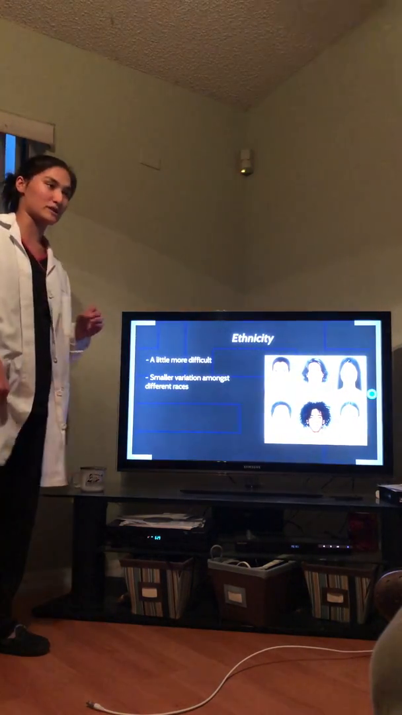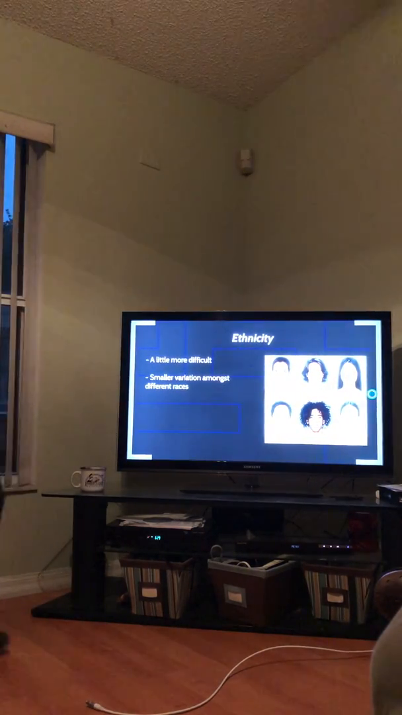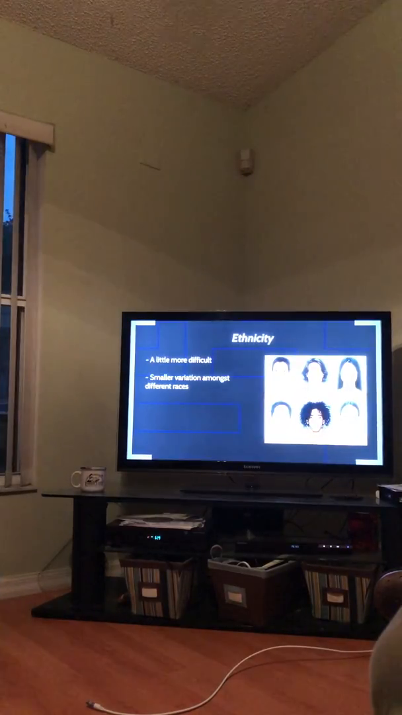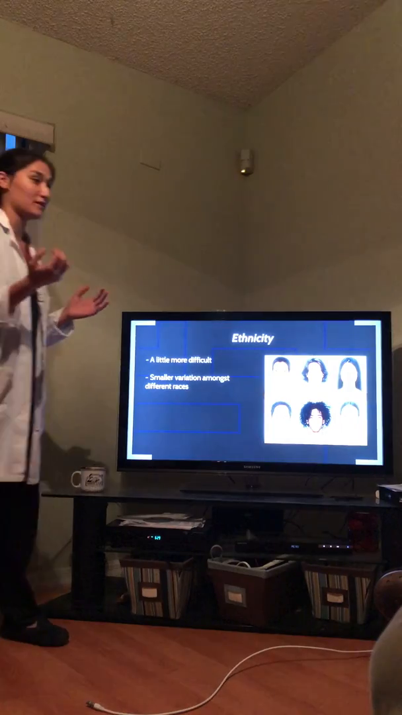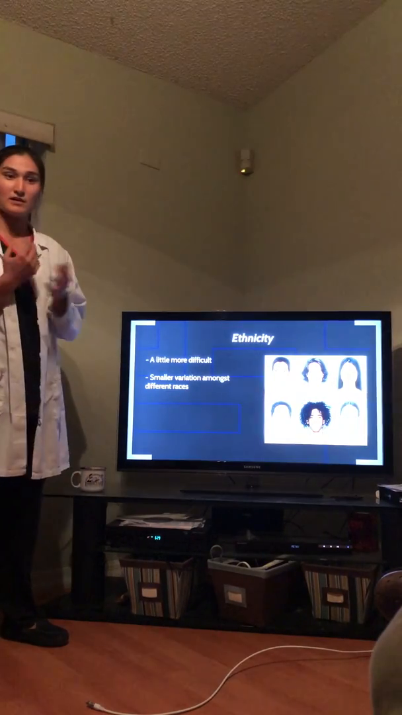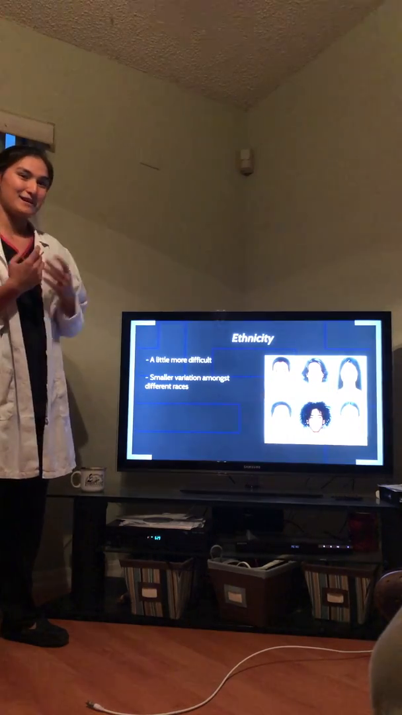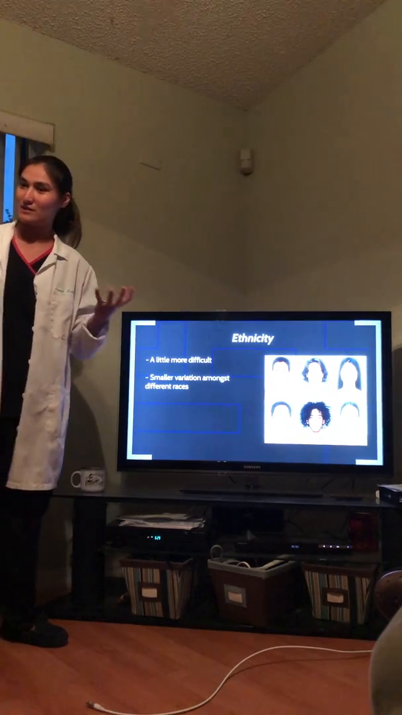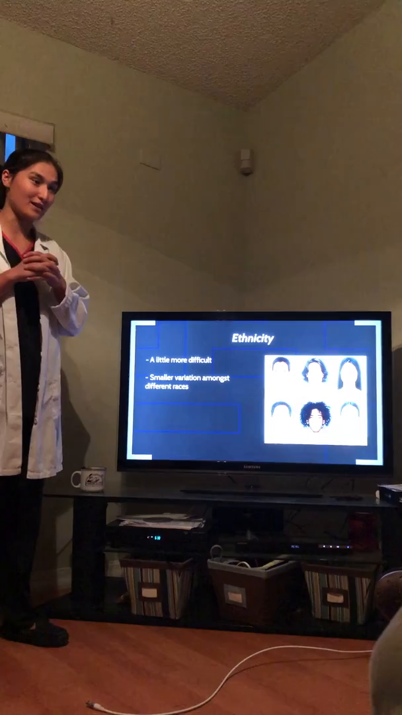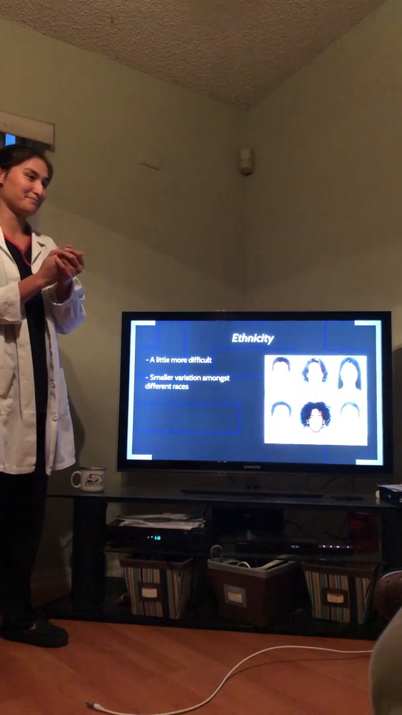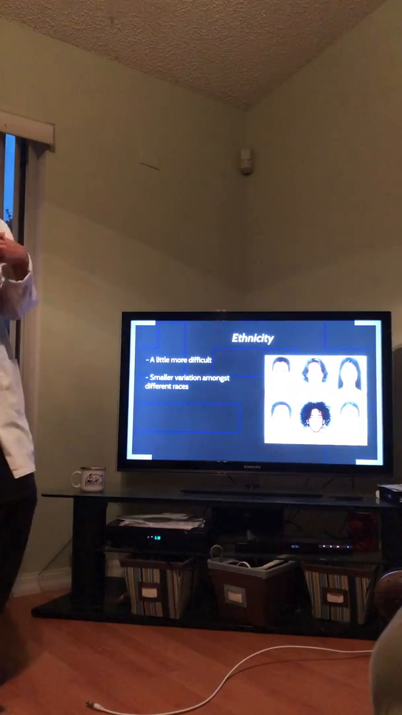Ethnicity is a little bit more difficult. There's a small variation between the bone structures to identify, and also there's a lot of mixed genders and mixed races. For instance, a Caucasian with an African having a baby would be, as I like to call it, a mixed person.